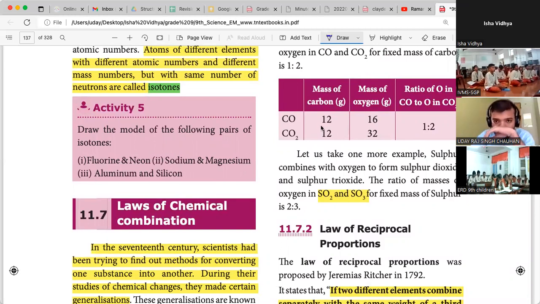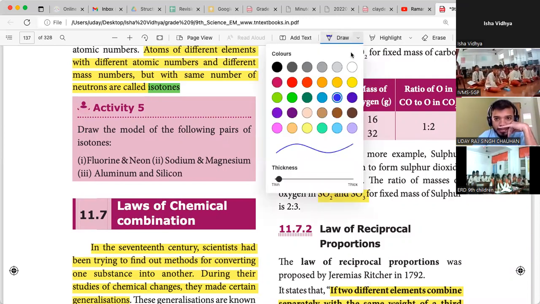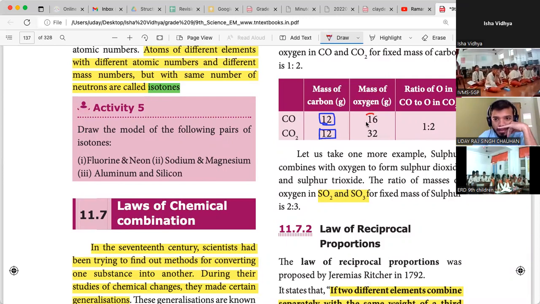So we are fixing 12 here. In CO2, carbon is 1 atom, so 12, and here 2 oxygens are combining, so the total is 32. So you fix one element and then focus on the other element and find the ratio. This ratio will be a simple number, right? 1:2, 1:3, like that. So this is the law of multiple proportions.